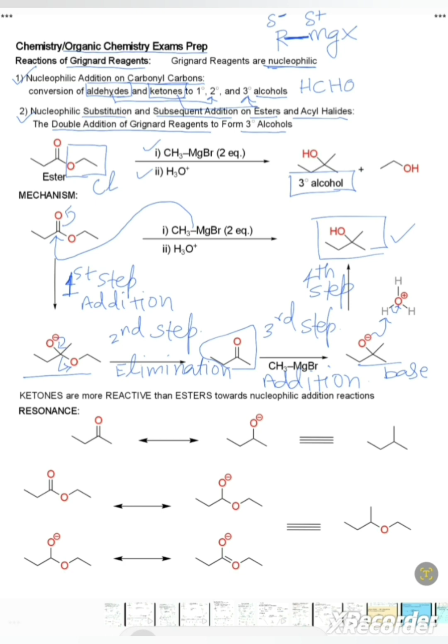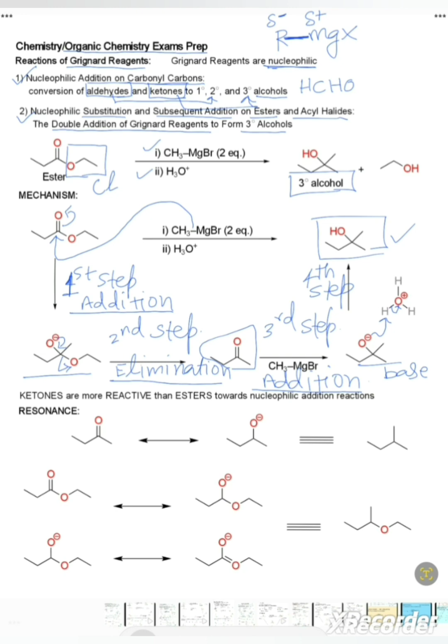So now to recap this mechanism, it has 4 steps. First step is the addition of the Grignard reagent to the electrophilic carbon. The second step is the elimination of leaving group. Third step is the addition of Grignard reagent, and fourth step is the acid base reaction to neutralize the alkoxide ion formed as an intermediate in this reaction.